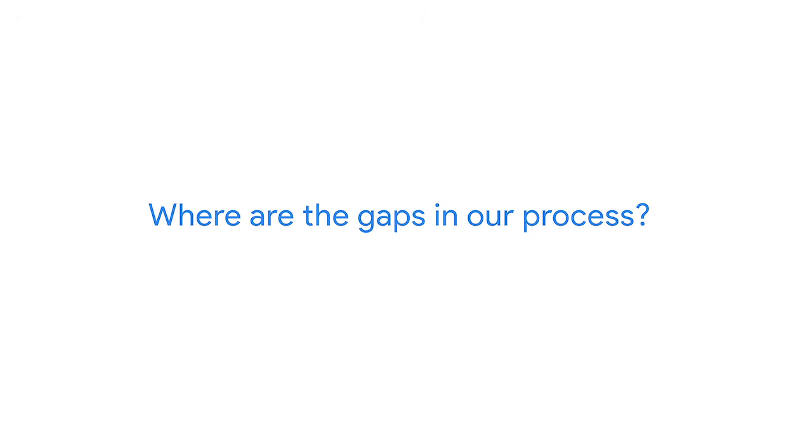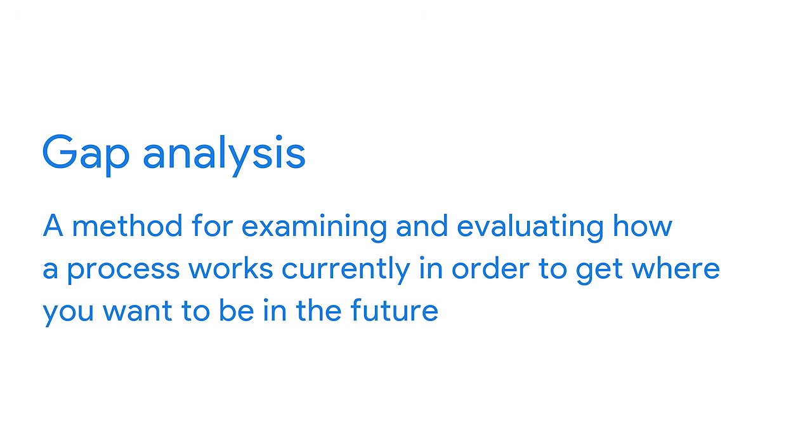Another question commonly asked by data analysts is, where are the gaps in our process? For this, many people will use something called gap analysis. Gap analysis lets you examine and evaluate how a process works currently in order to get where you want to be in the future. Businesses conduct gap analysis to do all kinds of things, such as improve a product or become more efficient. The general approach to gap analysis is understanding where you are now compared to where you want to be. Then, you can identify the gaps that exist between a current and future state and determine how to bridge them.